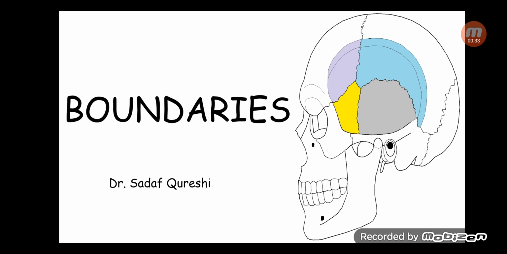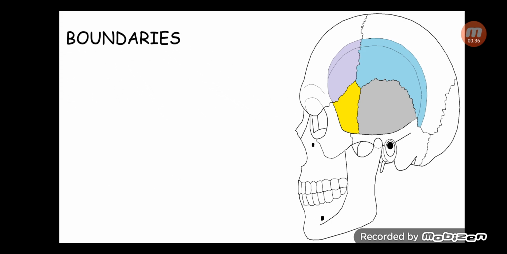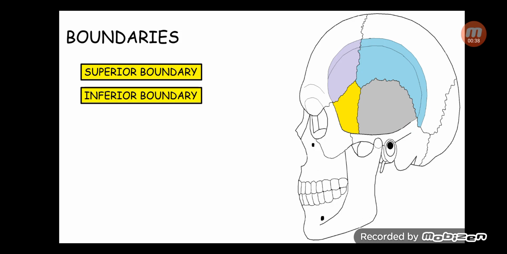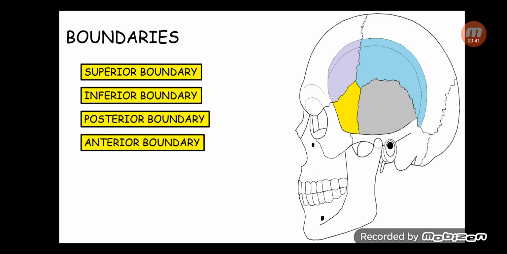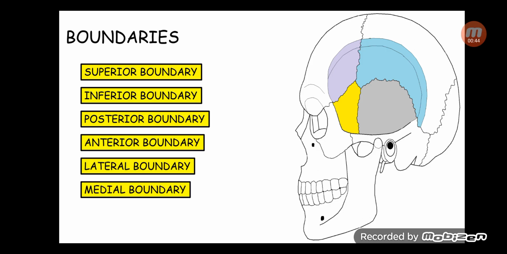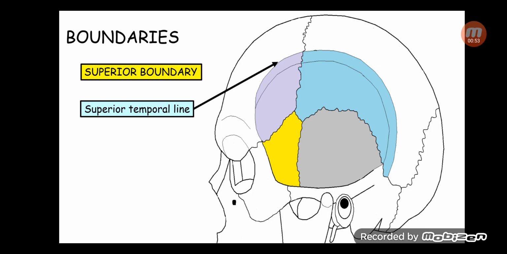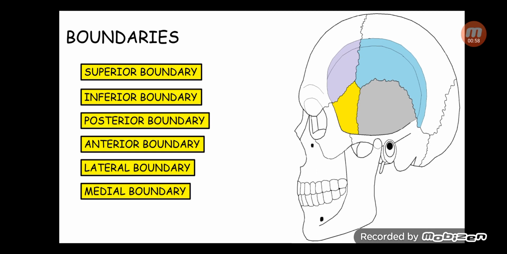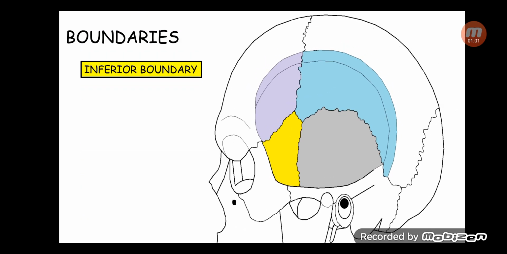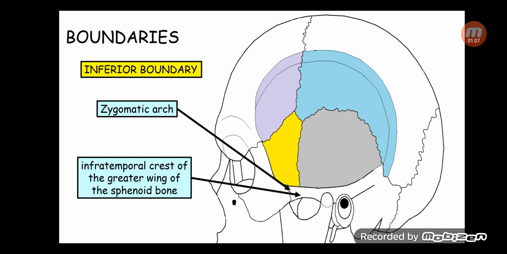Now we'll talk about the boundaries of the temporal fossa. We have the superior boundary, inferior boundary, posterior boundary, anterior boundary, lateral boundary, and medial boundary. Now we'll discuss each boundary one by one, starting with the superior boundary. The superior boundary of the temporal fossa is made of the superior temporal line. The inferior boundary is made up of the zygomatic arch and the infratemporal crest of the greater wing of the sphenoid bone. These two structures make the inferior boundary of the temporal fossa.